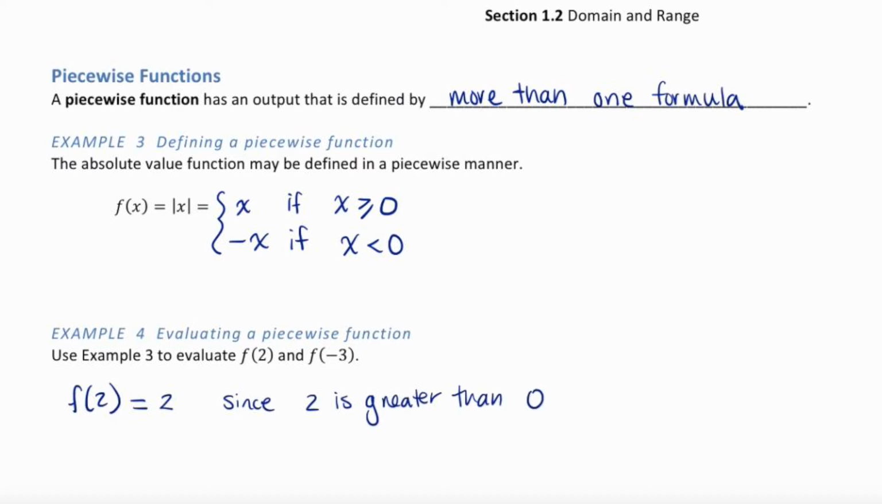Now, what about -3 as an input? In this case right here, -3 is less than 0. So we're going to just output -(-3), which is +3. So if you notice, I took the negative of my input, so -3 to get +3. And that's because -3 is less than 0.